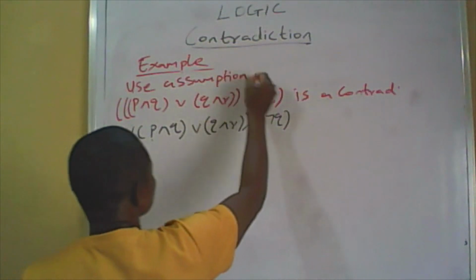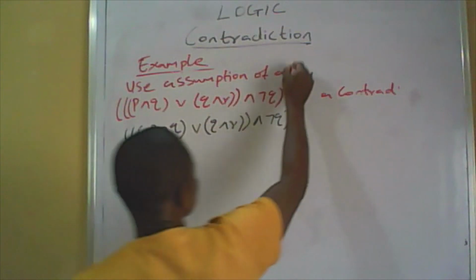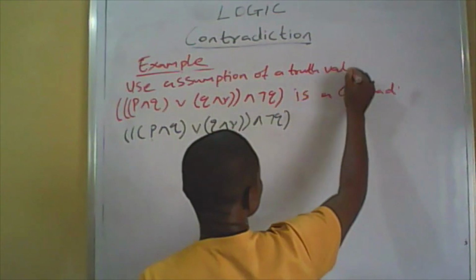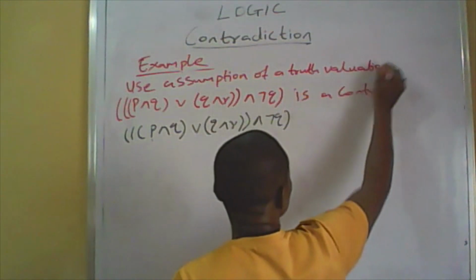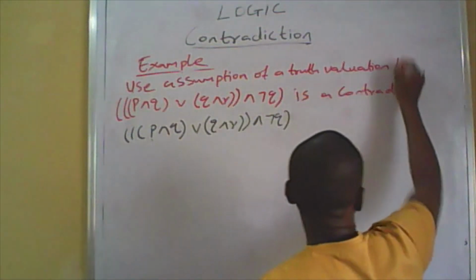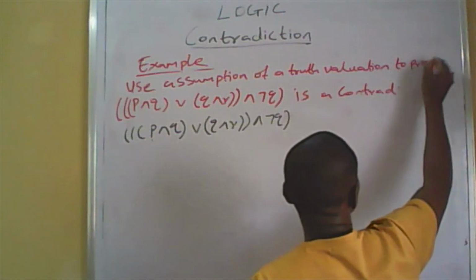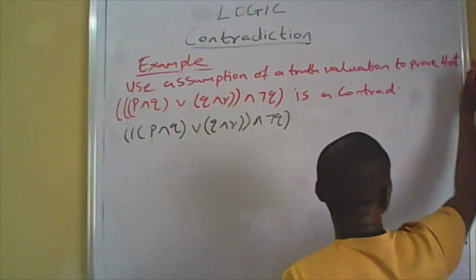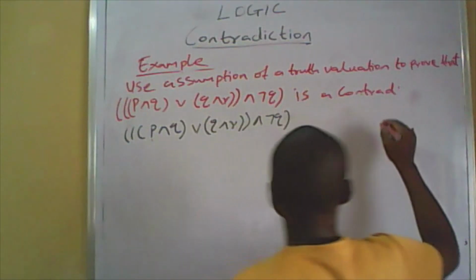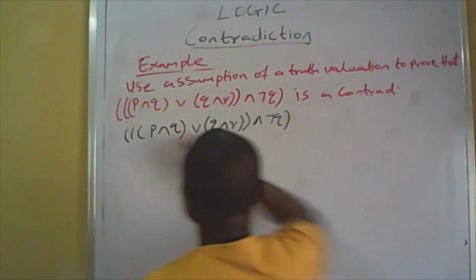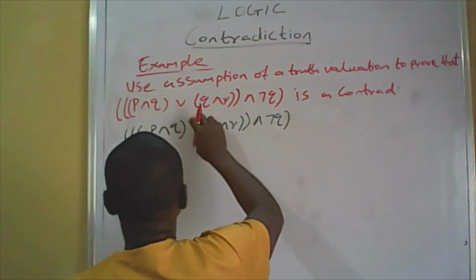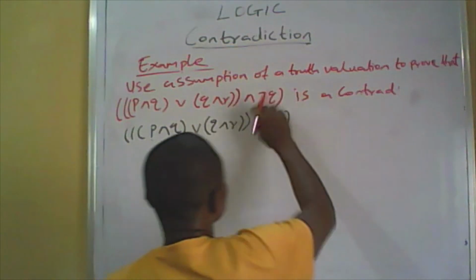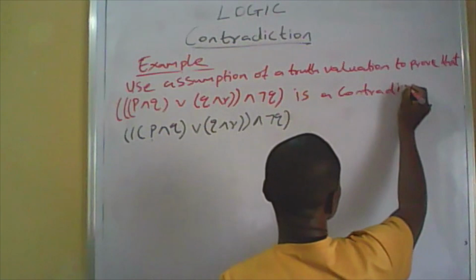Now use assertion of a truth valuation to prove that these statements, P and Q, or P and Q, or Q and R and not Q, is a contradiction.